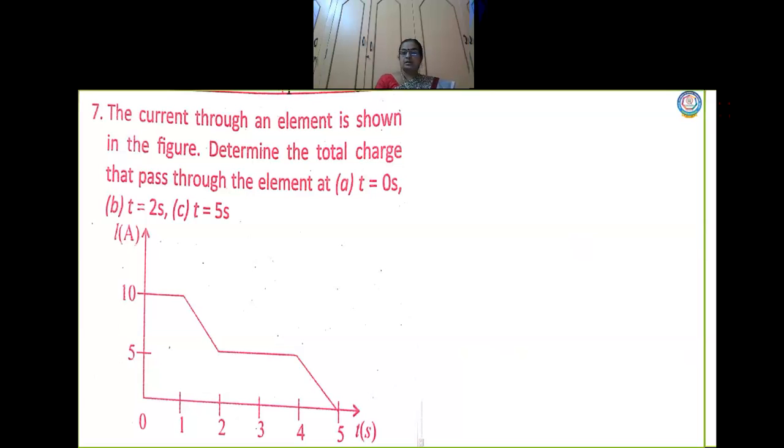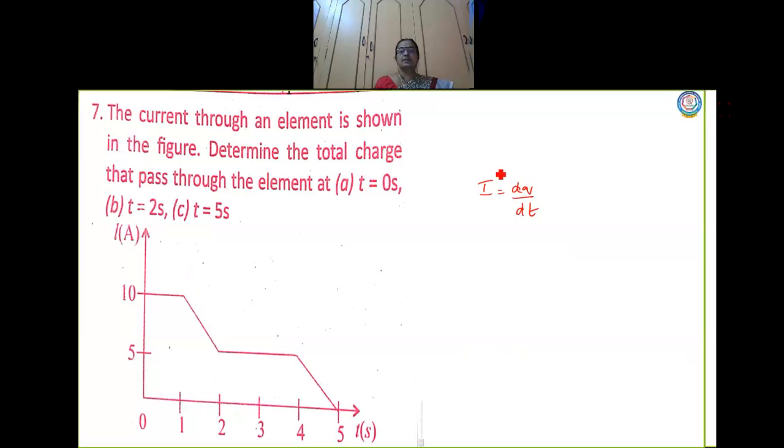Now we know the formula for current as I equal to dq by dt. Why have I taken dq by dt? Here various points are given, so we are talking about instantaneous current. So let us talk for different positions where the value of t is different. They have given three values of time: t is equal to 0 second, t is equal to 2 second, t is equal to 5 second. That is taken along the x-axis, and current is taken along the y-axis.